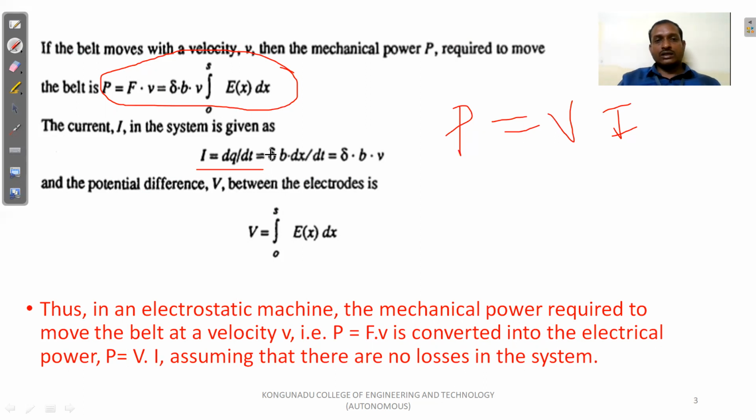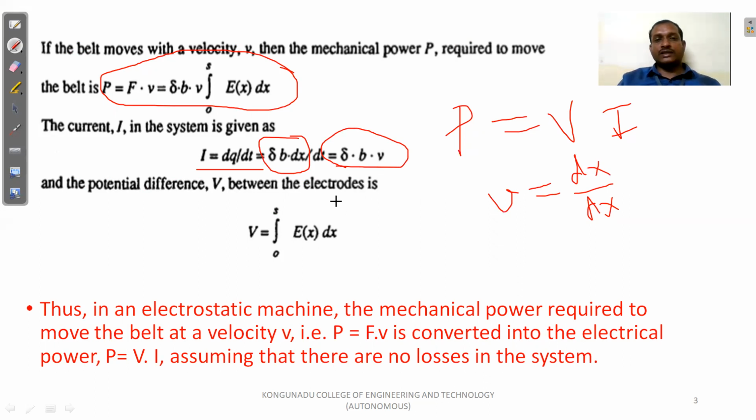So dq is equal to del b dx, divided by dt. Velocity is equal to dx by dt, so we replace dx by dt with velocity. Finally, the current in the system becomes del into b into v. So I is equal to del into b into v. Del is called the surface charge density, b is the width of the belt, and small v is the velocity.